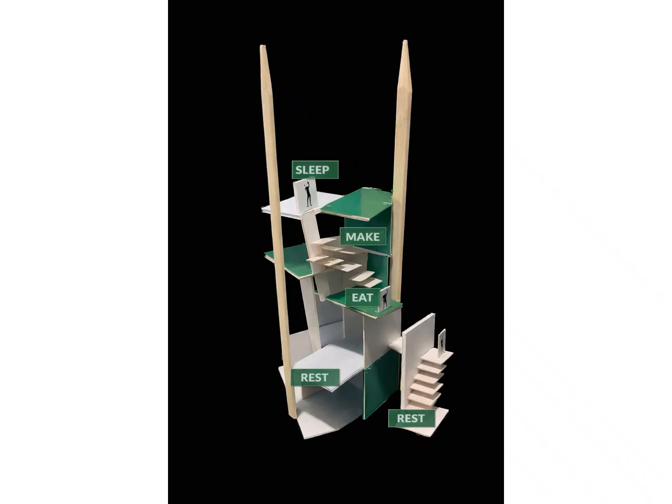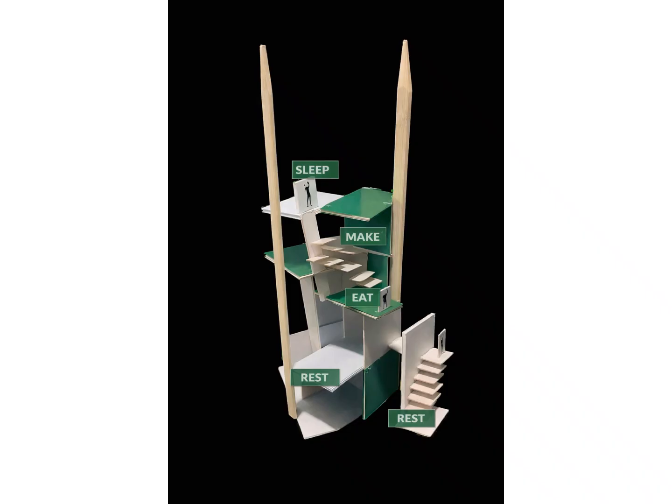Moving upward, the eat area is slightly elevated and more open, allowing interaction and transition between levels. The make area is positioned in the center, connected to the circulation. It becomes an active zone where movement and activity happen. At the top, the sleep area is more isolated and elevated. This creates a sense of privacy and separation from the more active space below.